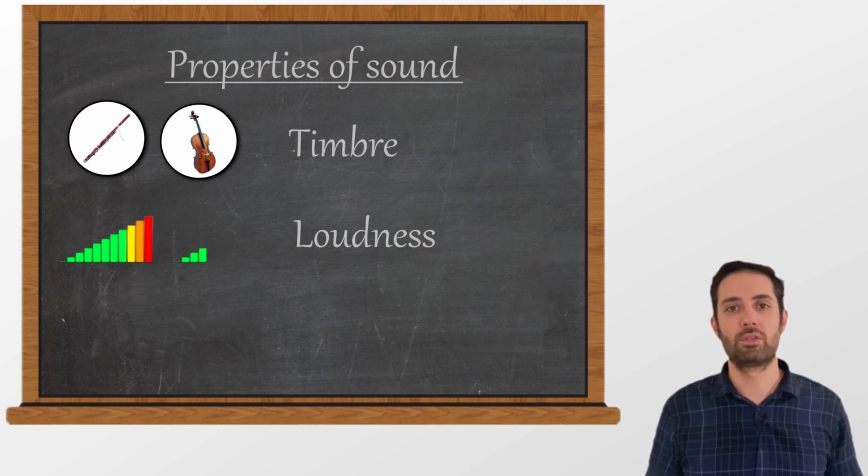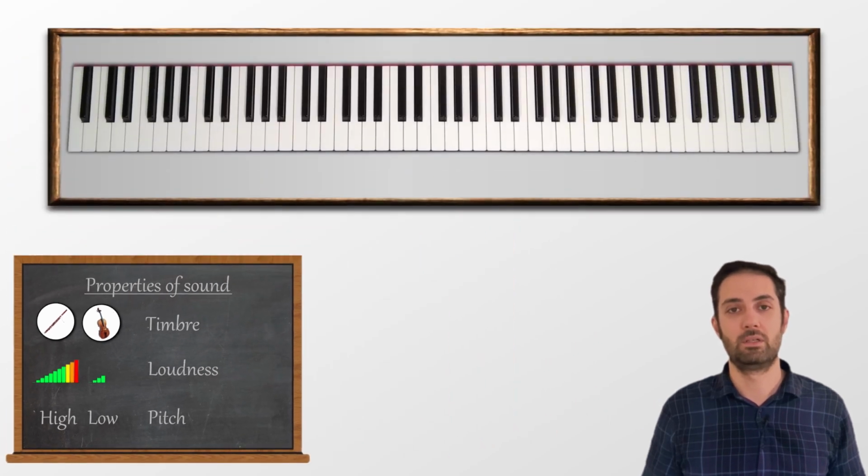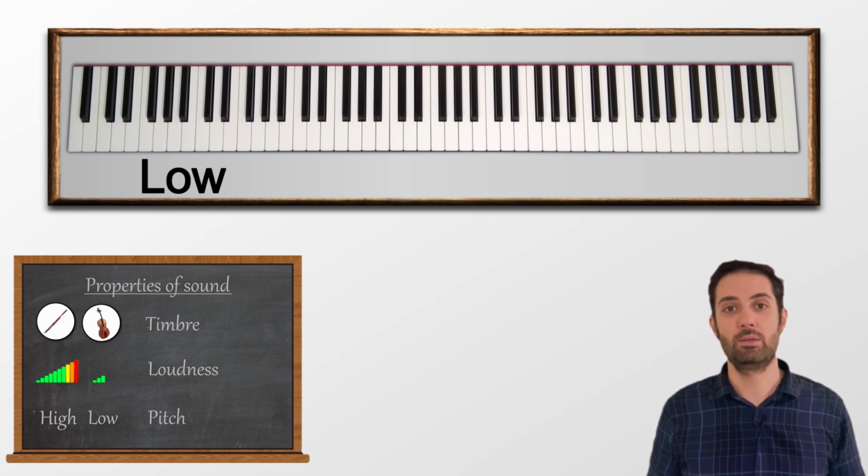Today we will focus on the property of the sound that makes us perceive sounds as high or low. This property is called pitch. Sounds on the piano are organized by pitch. On the left we have low pitches, like these ones, and on the right we have high pitches, like these ones.